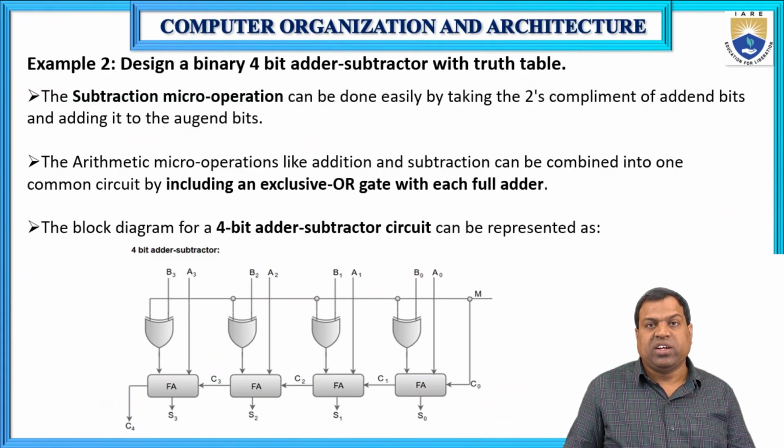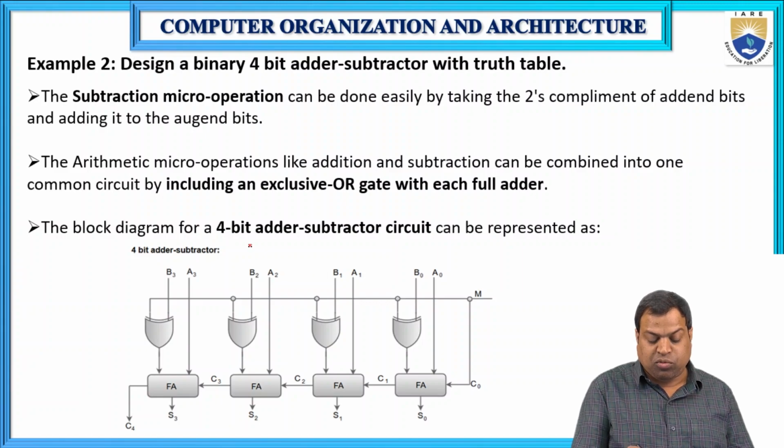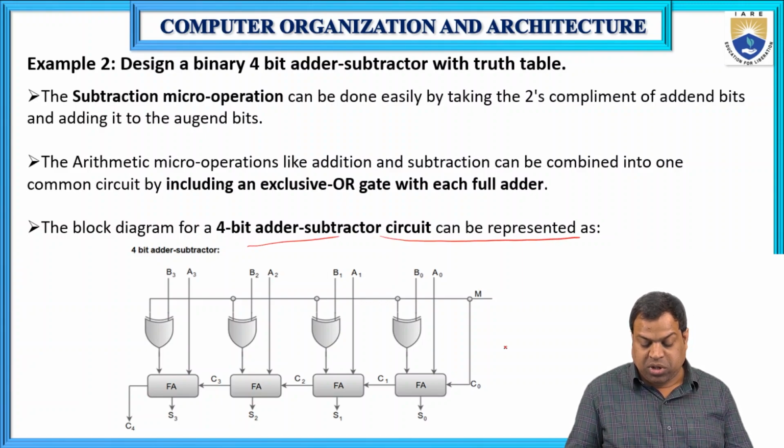Another example, design a 4-bit adder subtractor with truth table. The subtraction micro operation can be done easily by taking the 2's complement of the bits and adding it to the bits. The arithmetic micro operations like addition and subtraction can be combined into one common circuit by including an exclusive OR gate with each full adder. The block diagram of a 4-bit adder subtractor circuit can be represented.